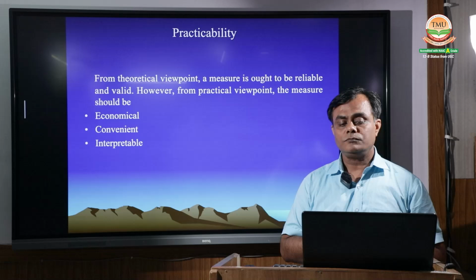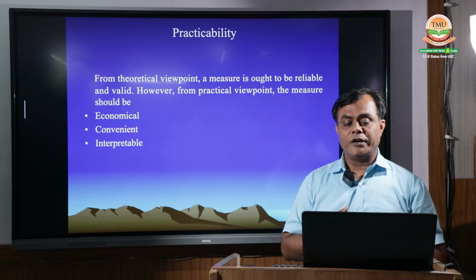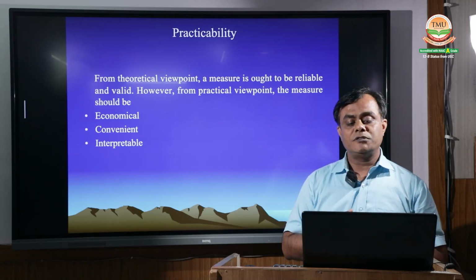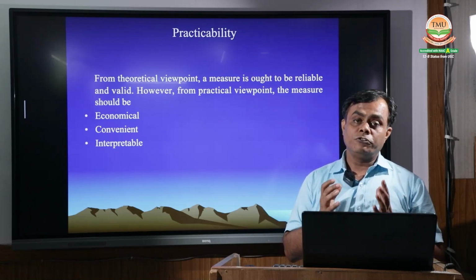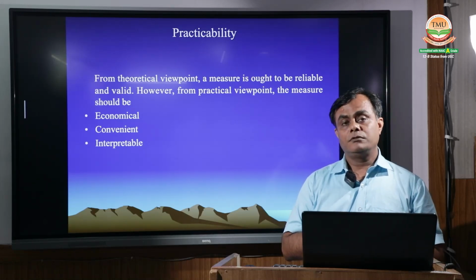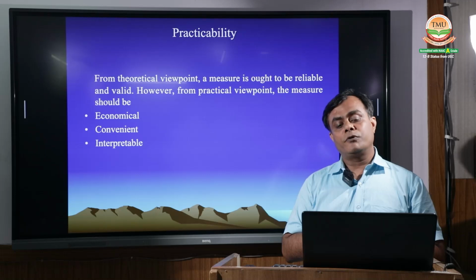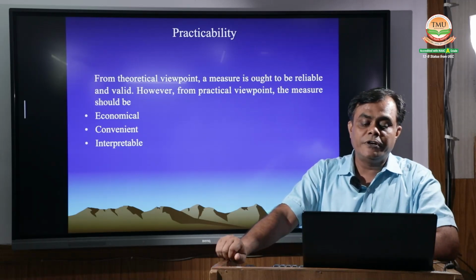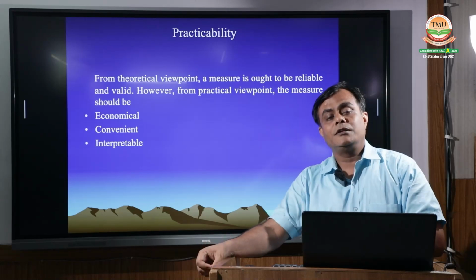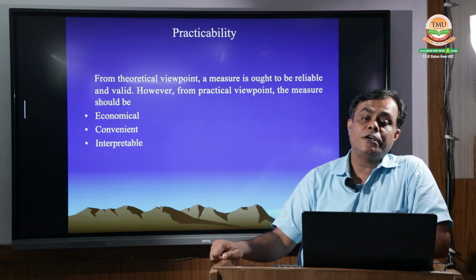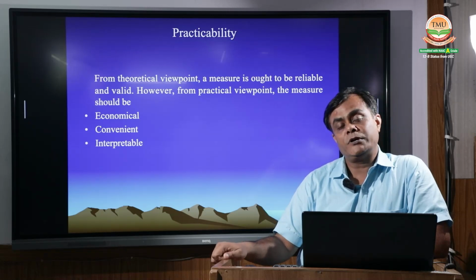Practicability. From a theoretical viewpoint, a measure ought to be reliable and valid. However, from a practical viewpoint, the measures should be economical, convenient, and interpretable. So here there is a certain differentiation between the theoretical viewpoint and the practical viewpoint.